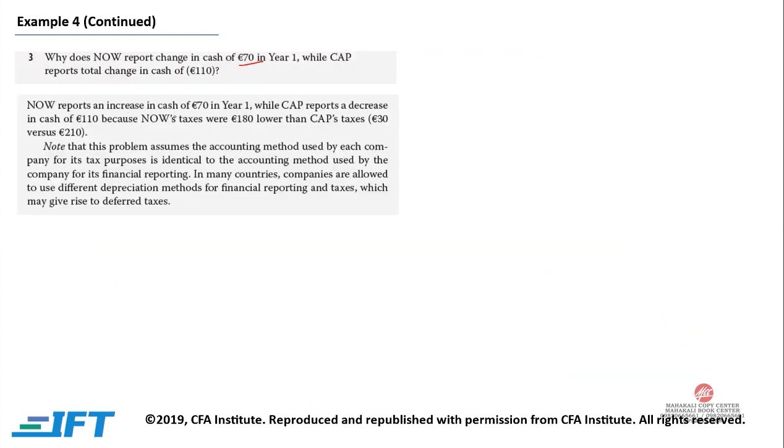Now it reports an increase in cash of 70 in year 1, while cap reports a decrease in cash of 110, because now taxes are $180 lower than cap taxes. That was 30 versus 210 as of cap. So the cap taxes were 210 and now tax was 30. So because of this there is this difference.